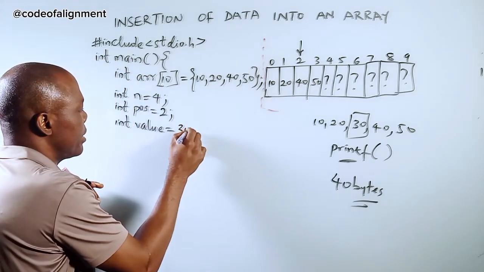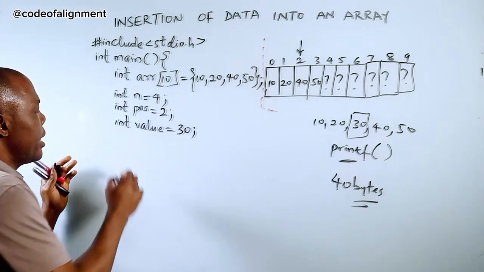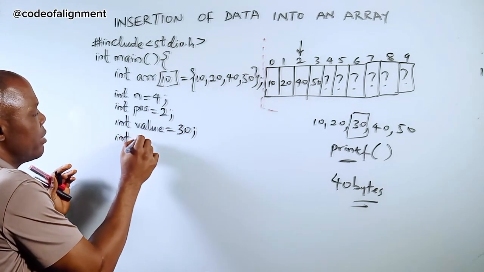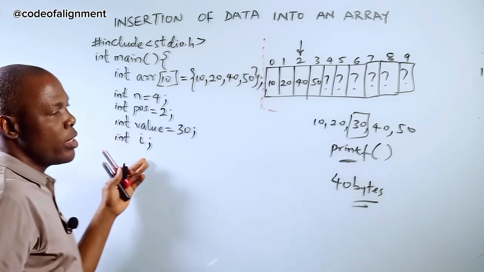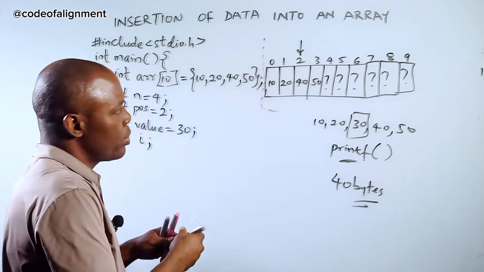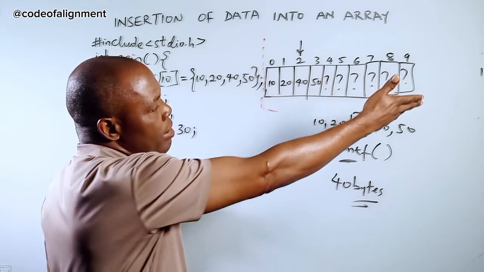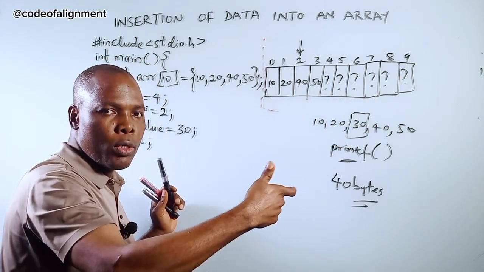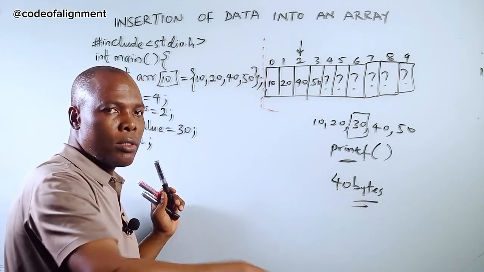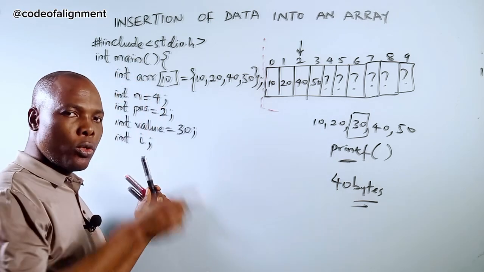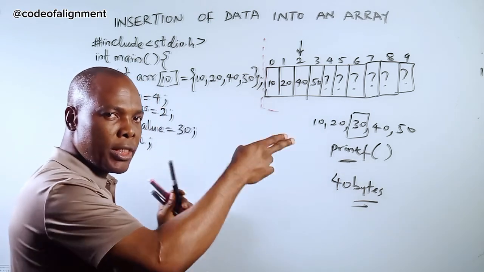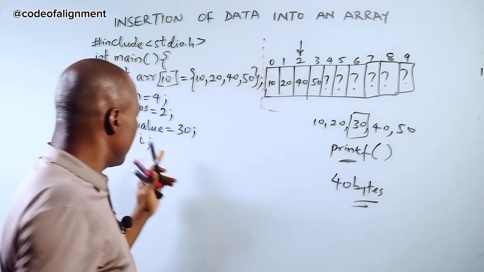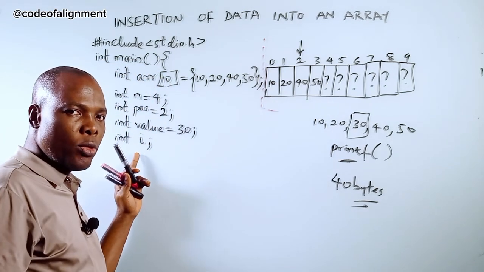So I'm putting here 30, right? Then I'm also going to declare another variable, int i, which is my loop counter. Since I know the number of elements, I will use a for loop to give the instruction. So the one that is going to do the checking is this i, the loop counter.